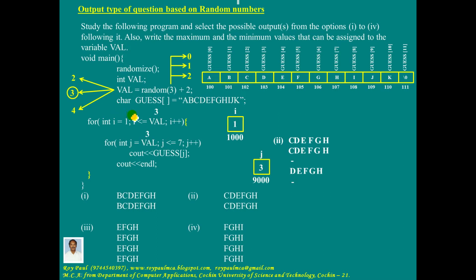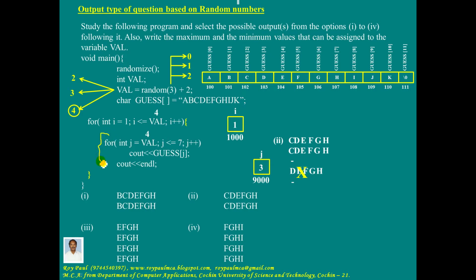Now let me take the next possible value of VAL, VAL as 4. Yes, VAL taken 4. Now as before, memory should be allocated for this character array. No change. For loop starts from this area. So initially I is 1. So your I becomes 1. After that control comes here. But VAL taken is not 3, it is 4. Yes, it became 4. Now 1 less than or equal to 4, condition true, it comes inside the inner for loop. VAL taken is 4.